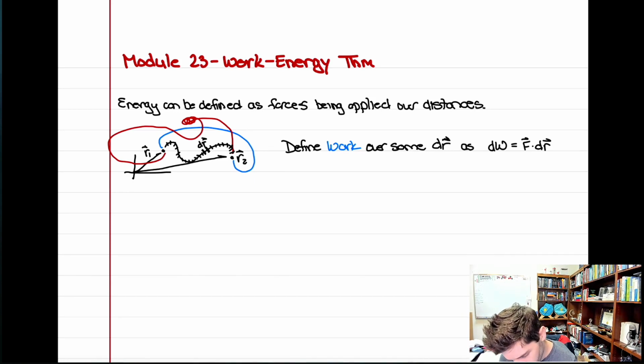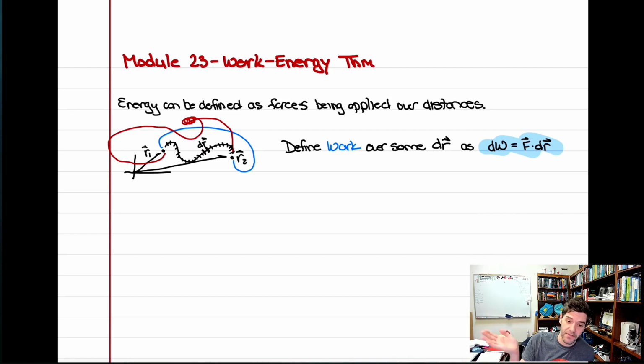This can be the definition of work over some small little step. It is forces, again, being applied over distances. Notice it's not F times dt, it's F dotted with another vector dr. It's a dot product. Dot products return back scalars. This entire thing is going to be a scalar. Work is a scalar, not a vector.